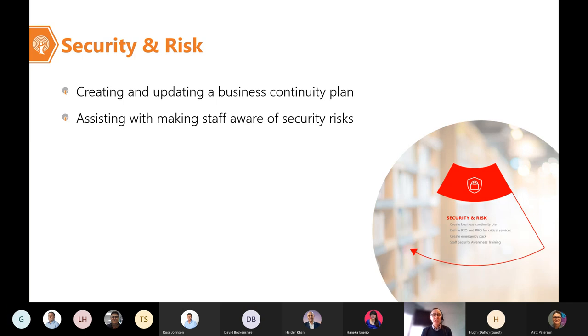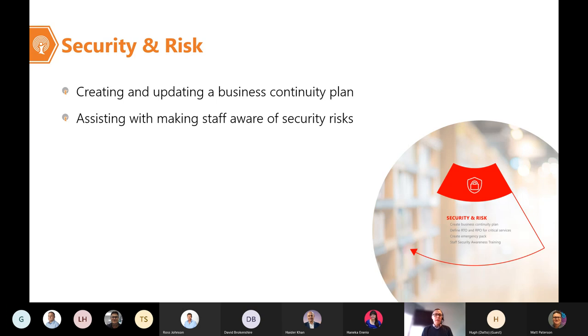Part of this as well is making your staff aware of security risks. Training your staff on the threats out there is a critical part. You can have all the technology in the world, but if your staff aren't aware of the threats, you can still get into trouble.